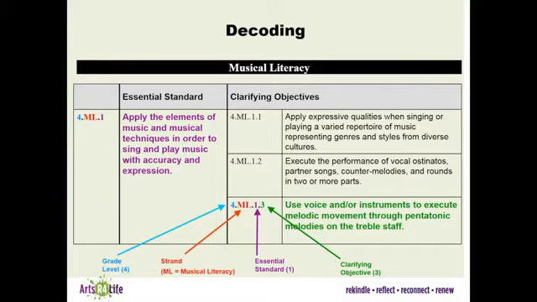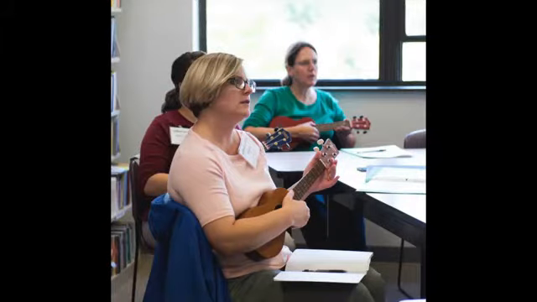The 1 indicates that the viewer is looking at the first essential standard under musical literacy, which reads, apply the elements of music and musical techniques in order to sing and play music with accuracy and expression. The 3 indicates that this is the third clarifying objective within this standard, which reads, use voice and or instruments to execute melodic movement through pentatonic melodies on the treble staff.